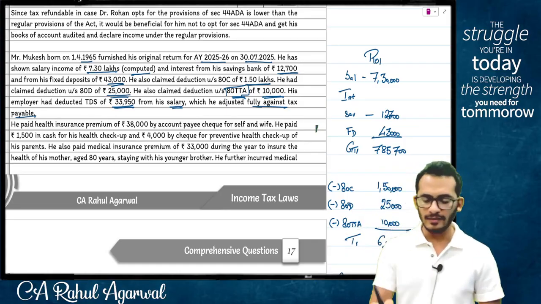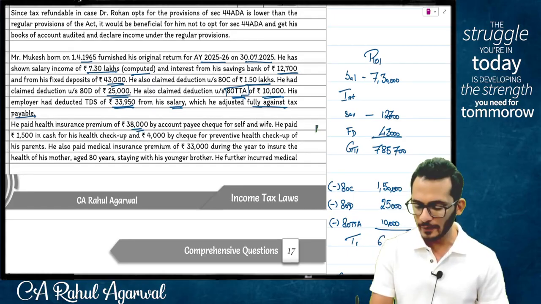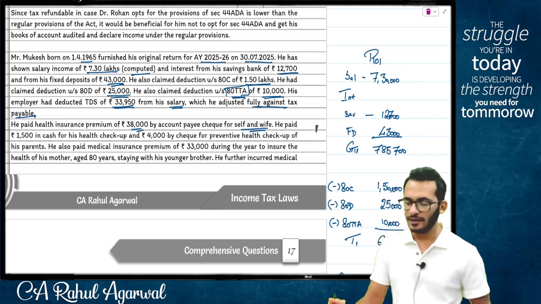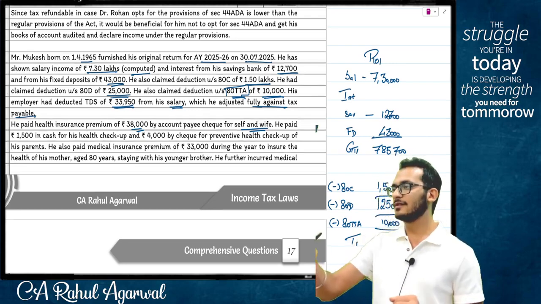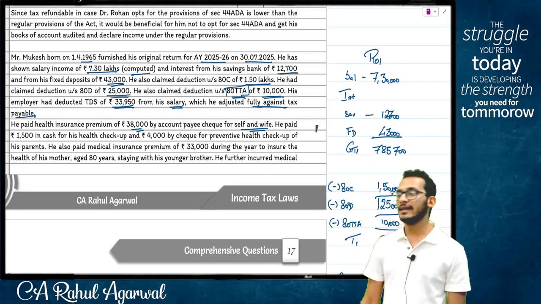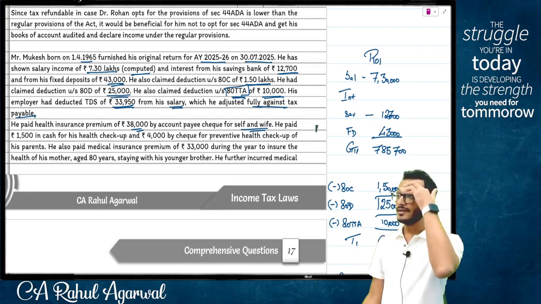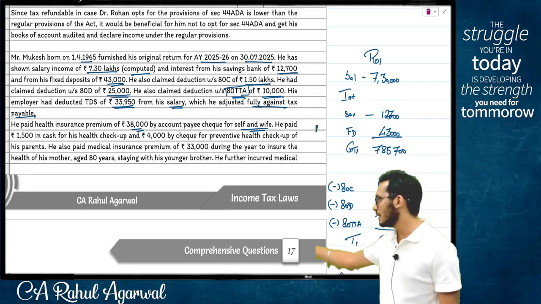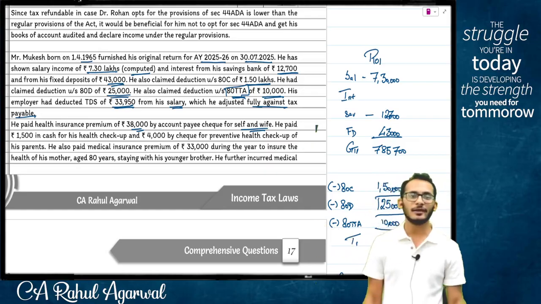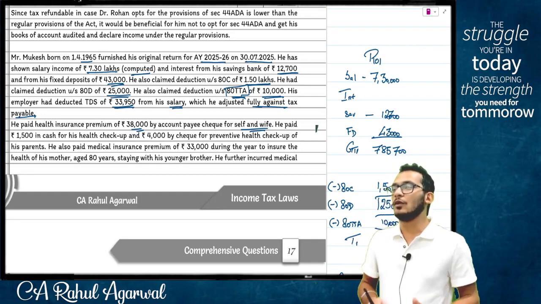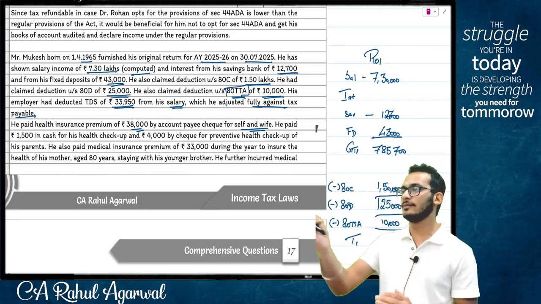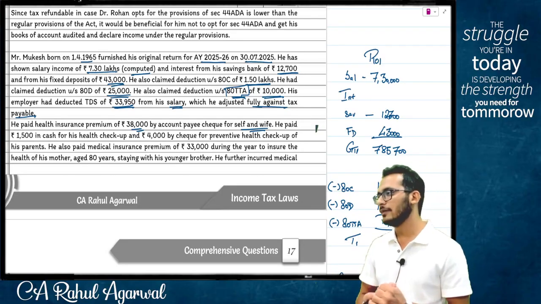It says the person has paid a health insurance premium of 38,000 by account payee cheque for self and wife. Notice carefully, this guy claimed something wrong. He was eligible up to 50, which means the same mistake happened here also. The guy assumed he is a normal citizen and claimed only 25, which means the problem is not just with TTA. The problem is also with 80D. Agreed, not agreed? I'm jotting down whatever mistakes have happened so that I can put out a list and give it to him so that I can earn money. Yes, this is my rightful money, people.